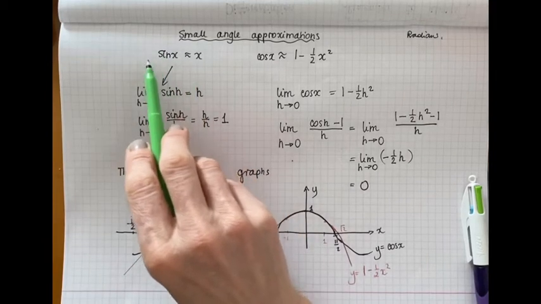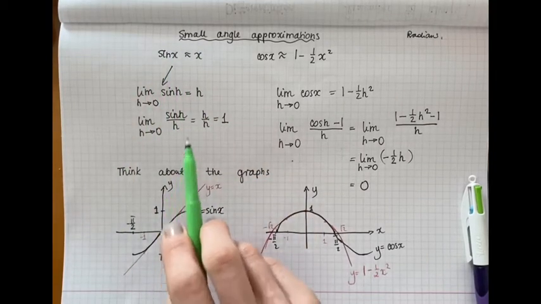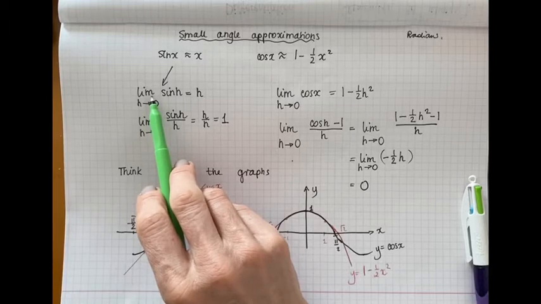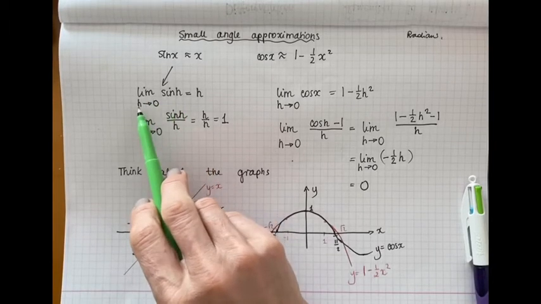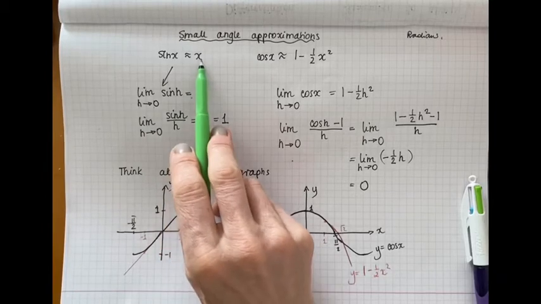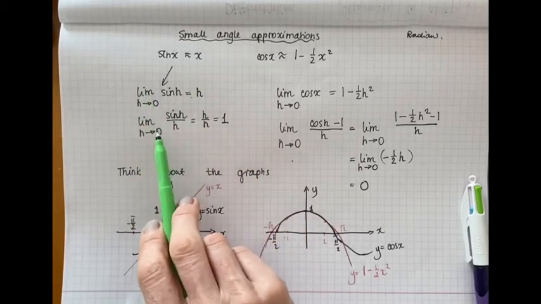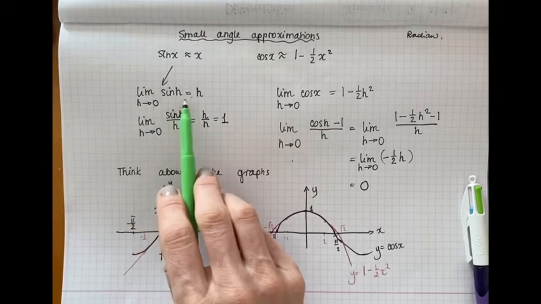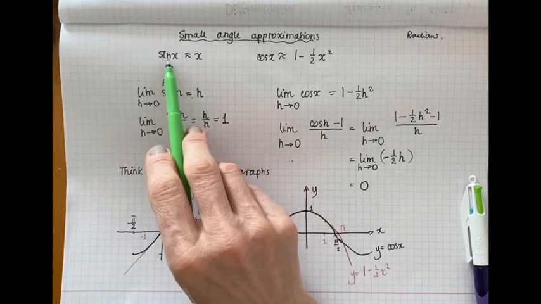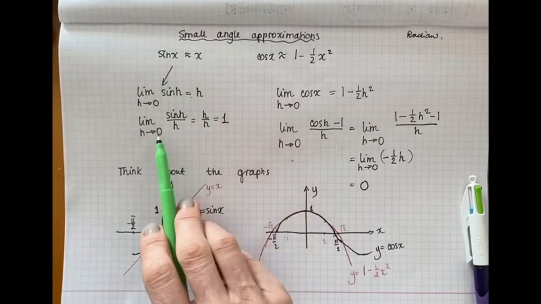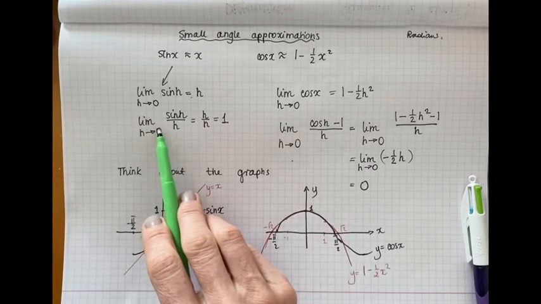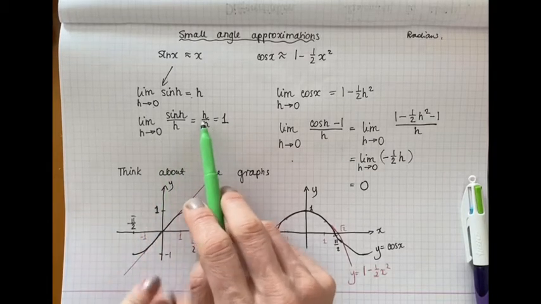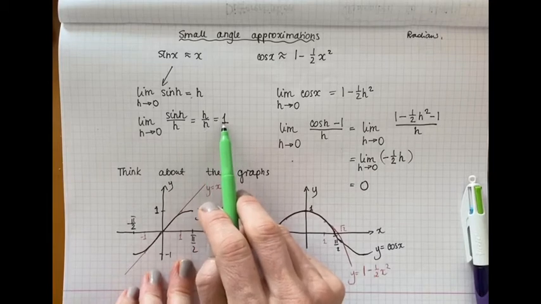Now, you can actually think of these results in rearranged form. Formally, the limiting value of sine h as h tends to 0 is equal to h. That's the same result, but written more mathematically with limits. With the second one, if you imagine dividing through by x, you'll be getting 1 on the right-hand side. So you can also work out the limiting value of sine h over h as h tends to 0. That is going to be the limiting value of h over h, which is 1.